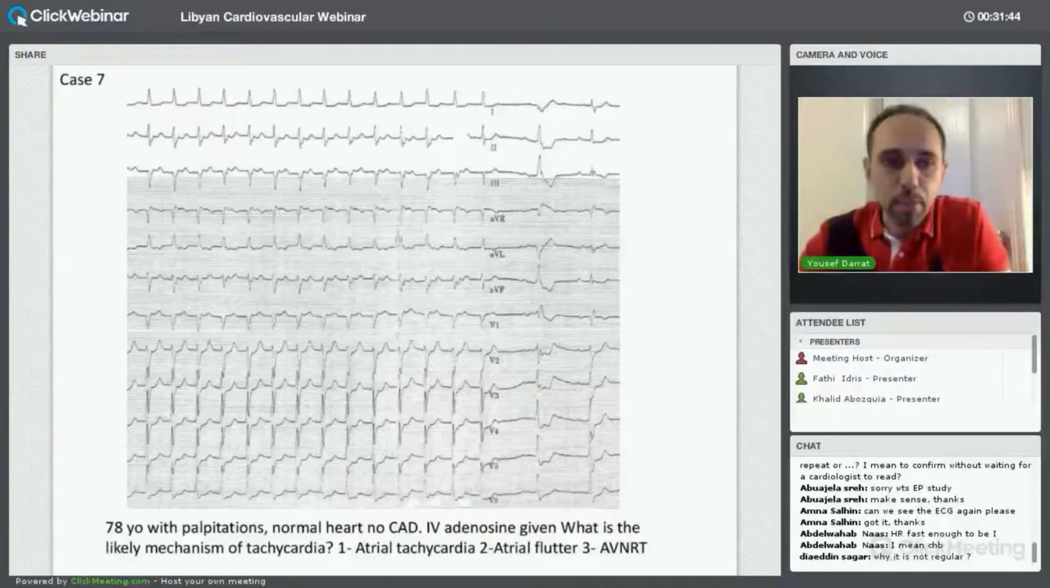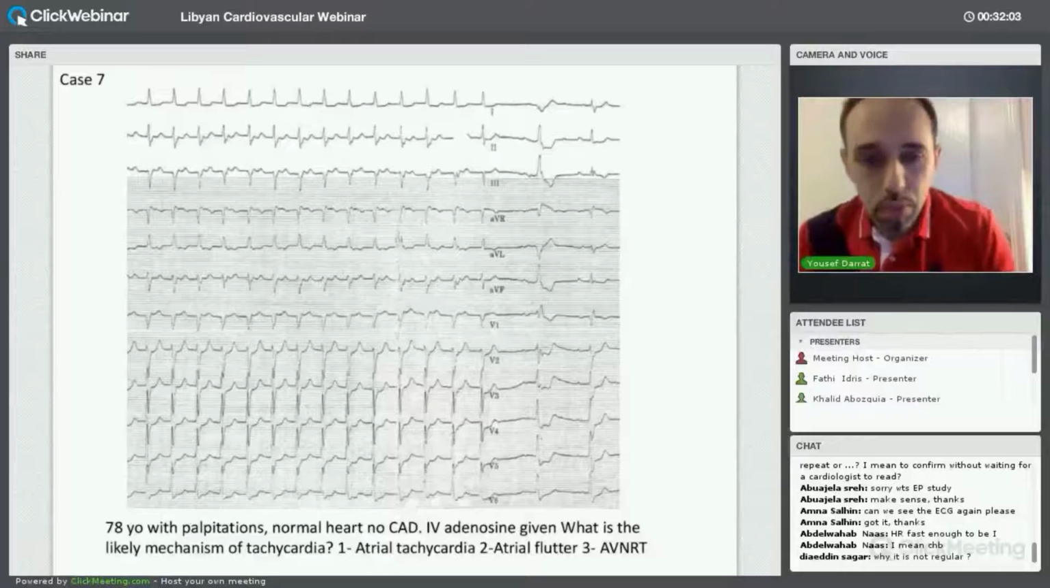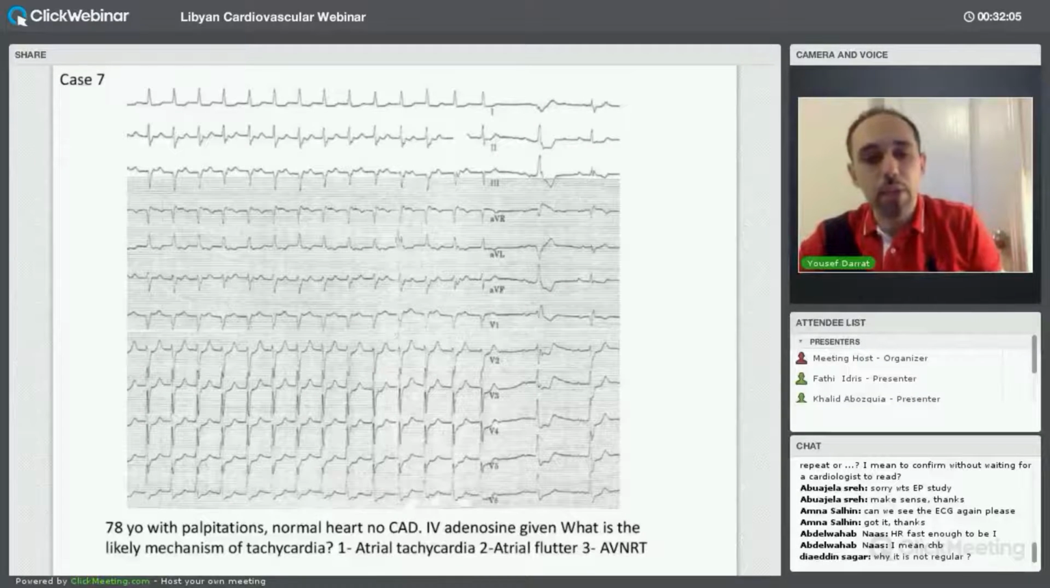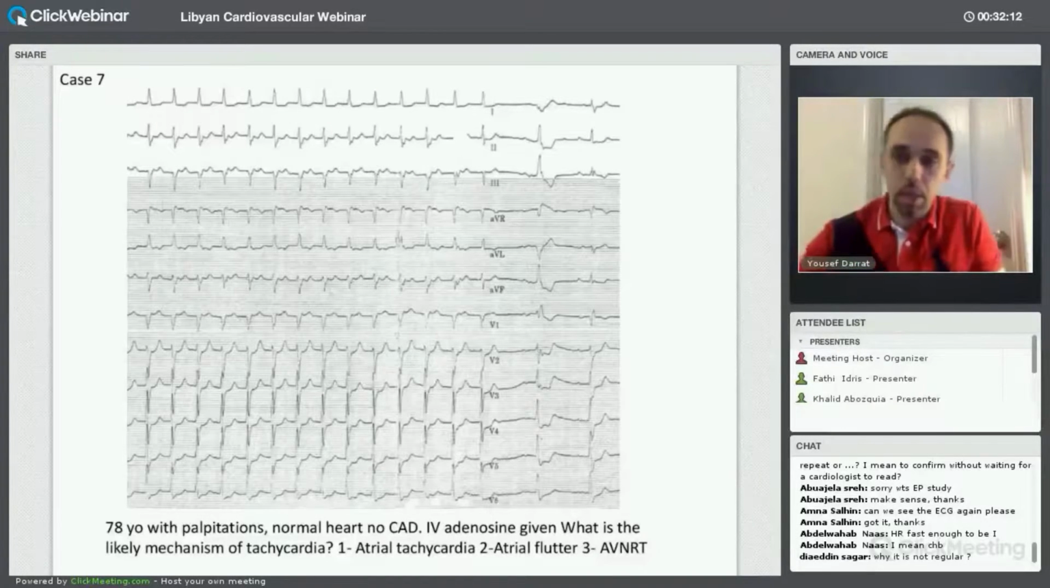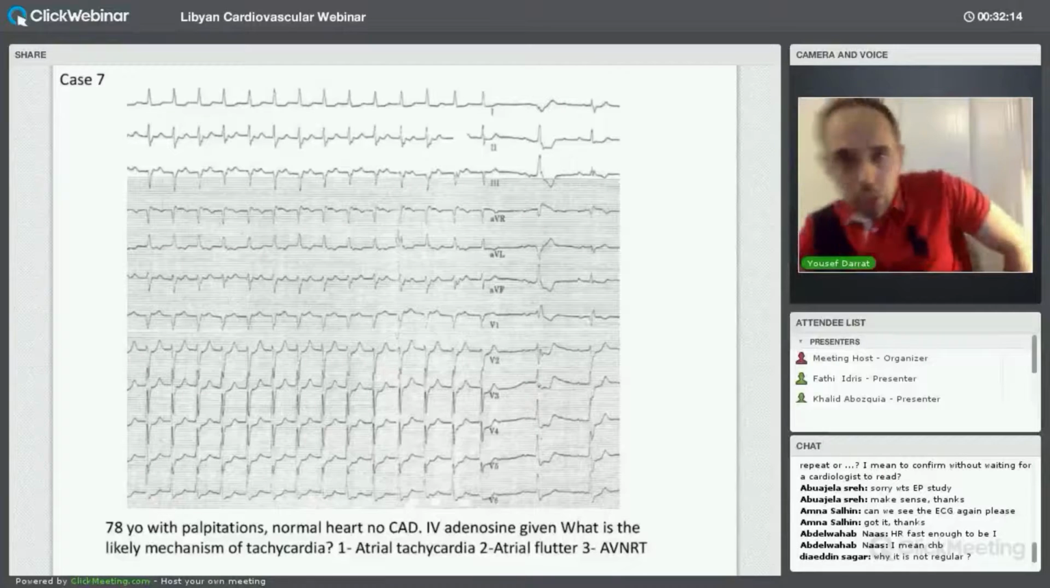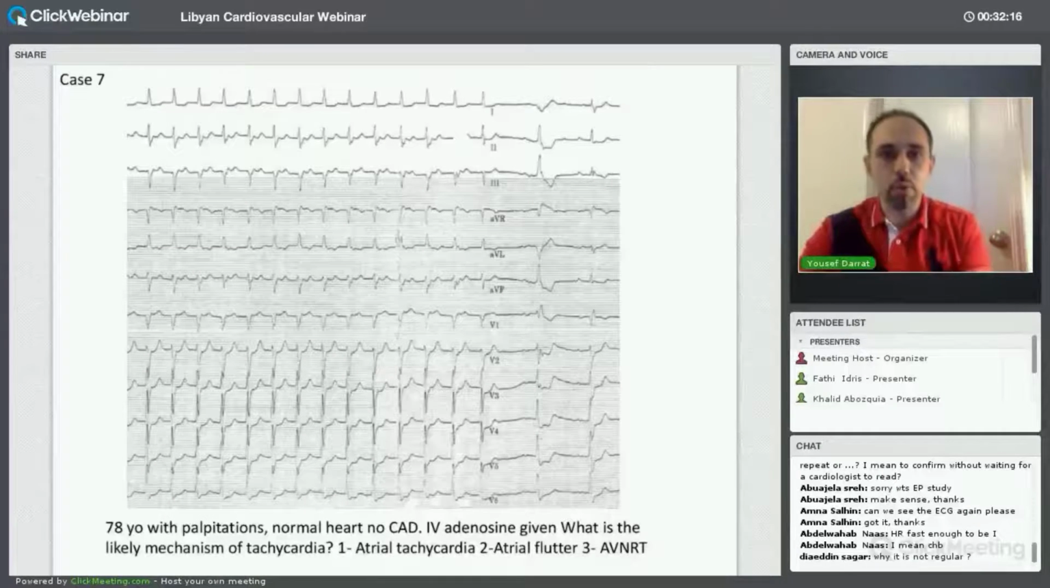Case number 7, 78-year-old female with palpitations, normal heart, no history of coronary artery disease, generally healthy lady. She came into the emergency room with this narrow complex tachycardia, and she was given adenosine, which is the right step to do. She was hemodynamically stable, therefore she was given IV adenosine. So the question is, what is the most likely mechanism of the tachycardia? Is it most likely atrial tachycardia, atrial flutter, or AVNRT? So take a look at the EKG, and once you're ready, go ahead and vote.